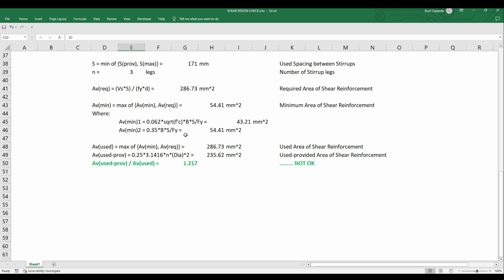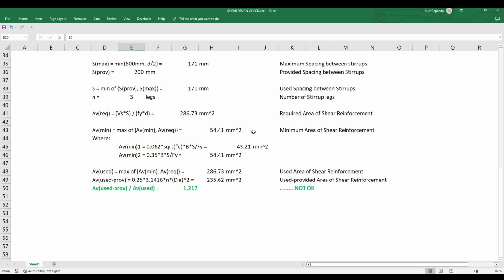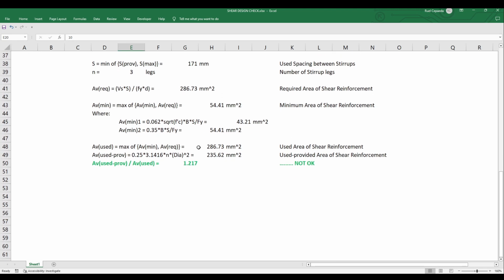Okay, so Av minimum one is 0.062 square root of f'c times b times S over fy. It's 43.21 mm squared. Then the other one is 0.35 b times S over fy, which is 54.41 mm squared. Then we need to calculate the area of the shear reinforcement, which is the maximum of the Av minimum and the Av required. Okay, so this is 286.73.